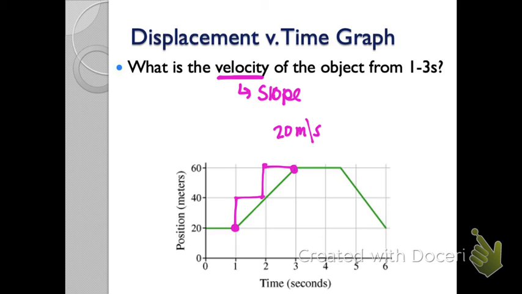This line intersected our points very easily. So if I'm calculating slope that way, I went up 20 meters, because that's the distance here to here, and I went over only 1 second, because I went from 1 second to 2 seconds. Up 20, over 1, right? So that means my slope or my velocity there is equal to 20 meters per second. Agreed? And it comes out positive because my slope here was positive.